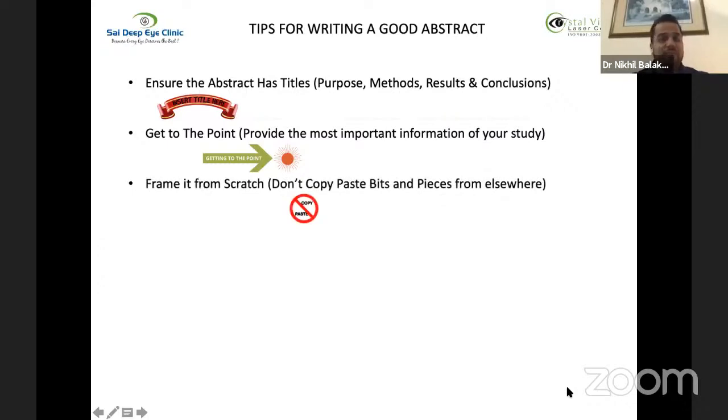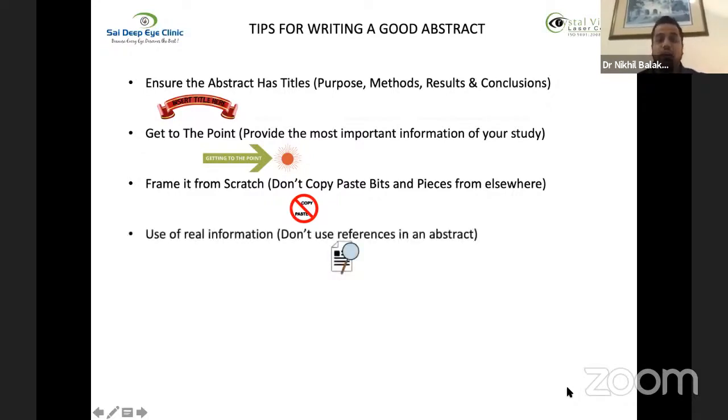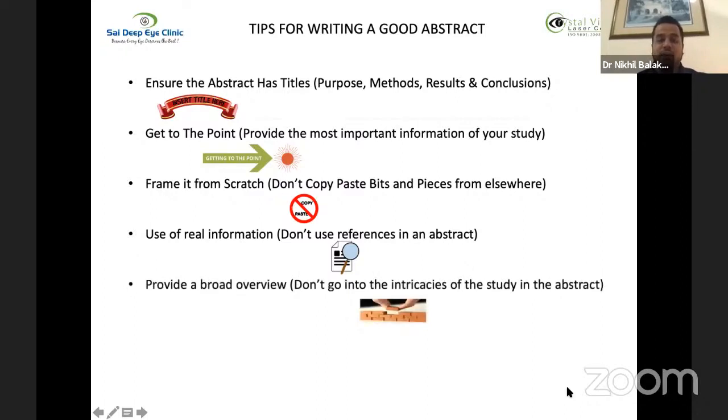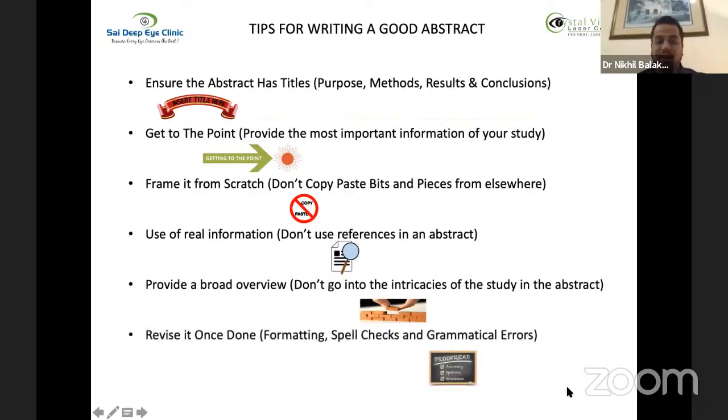Frame it from scratch. Don't copy paste bits and pieces from elsewhere, from previously written abstracts or from other papers which you are referencing. Do not use any references in an abstract. This has to be the real information on what your study is all about. Don't use lines or references from other previously done studies in your abstract. Just provide a broad overview. You cannot get into every small intricacy, every small detail in an abstract because you have a word constraint.